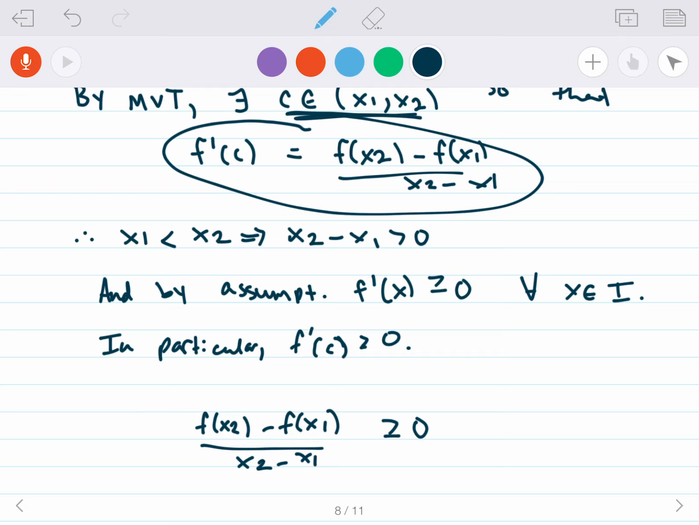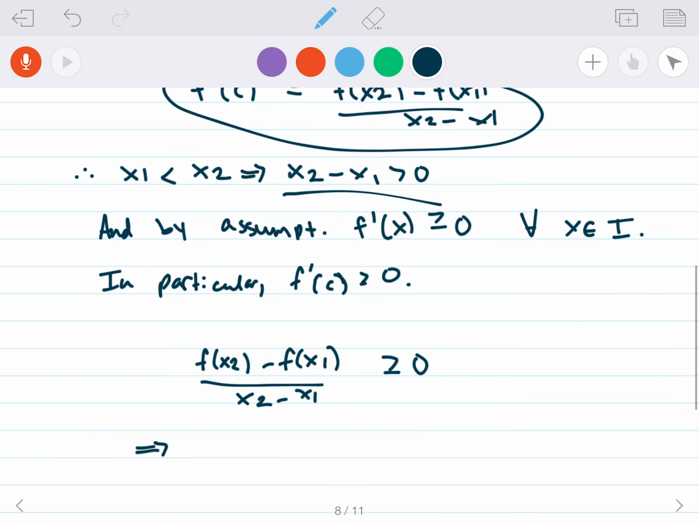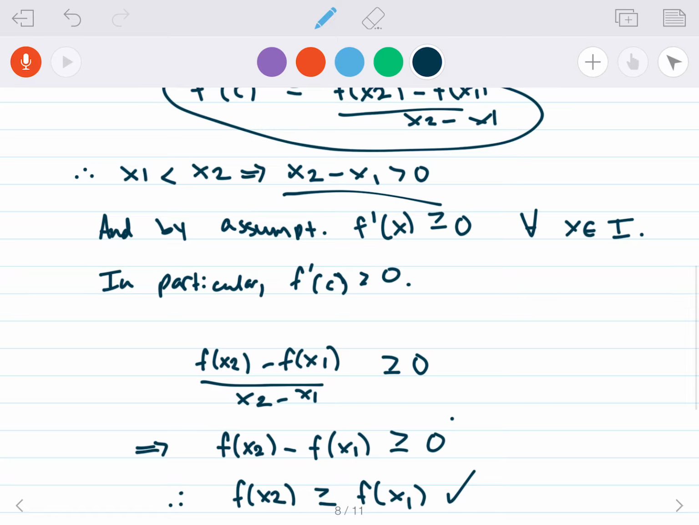Now, because x2 minus x1 is bigger than 0, when I multiply both sides by it, I'm not going to flip the inequality. And I'm just going to get f of x2 minus f of x1 is bigger than or equal to 0. And therefore, f of x2 is bigger than or equal to f of x1, and the claim is shown. And you can show the monotone decreasing case in a very similar way.